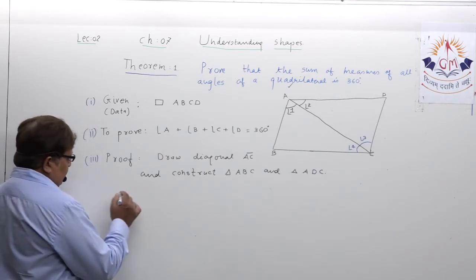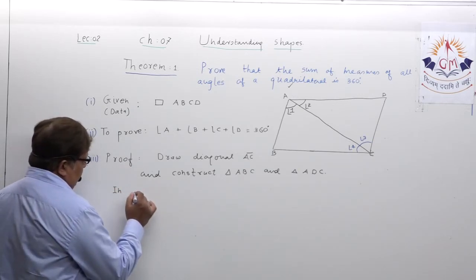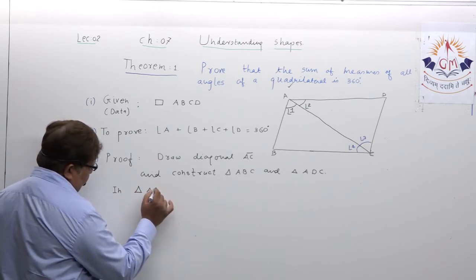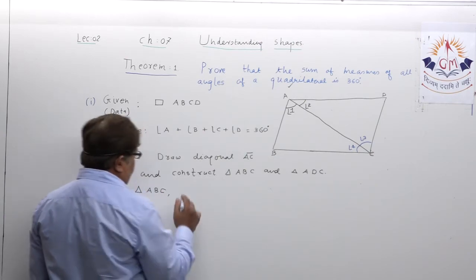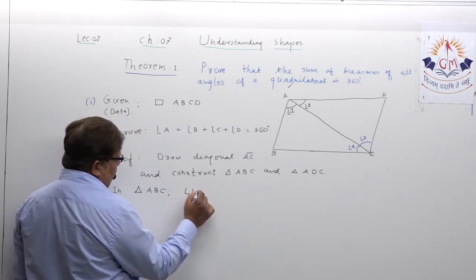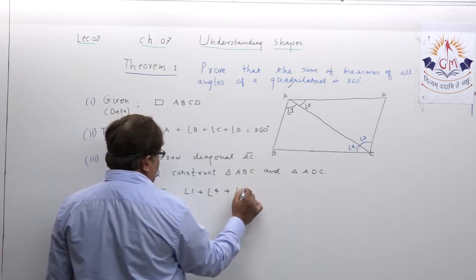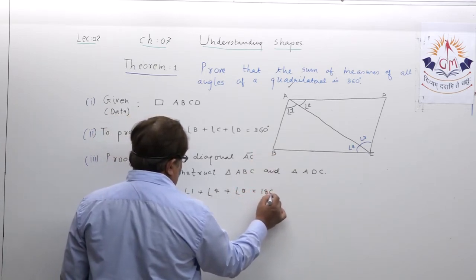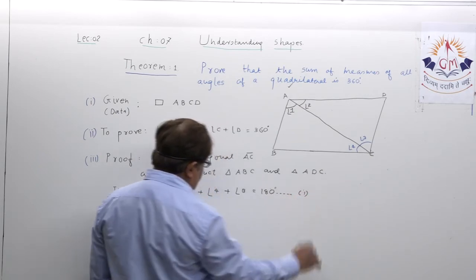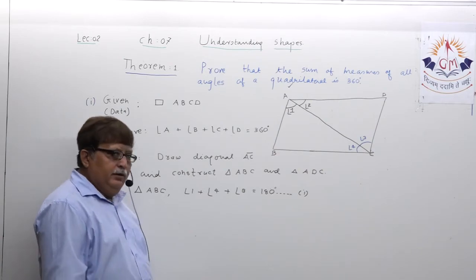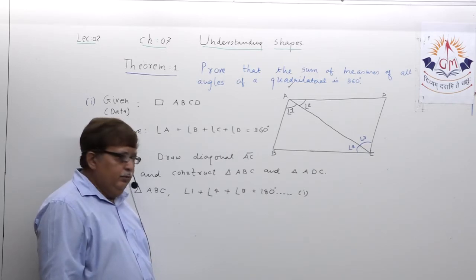This is the way you have to write. In triangle ABC, let us write angle 1 plus angle 4 plus angle B equals 180 degrees. Result number 1. You will know all three angles of a triangle sum up to 180.